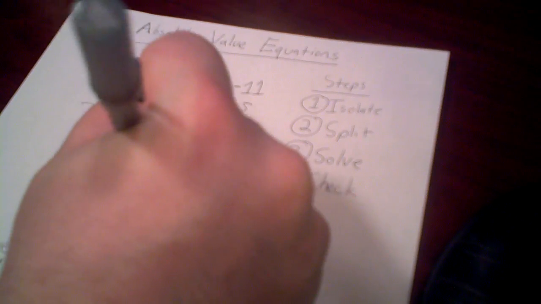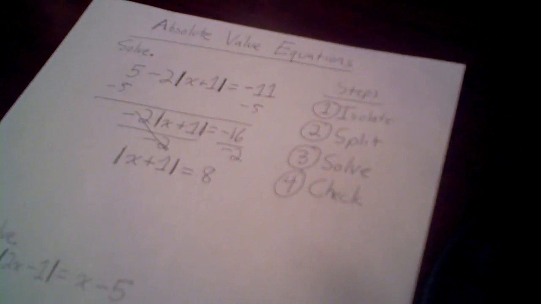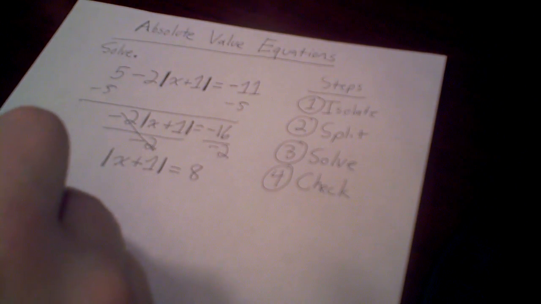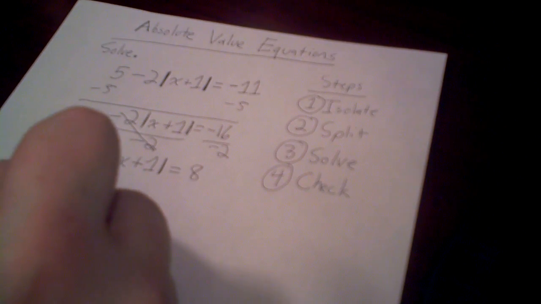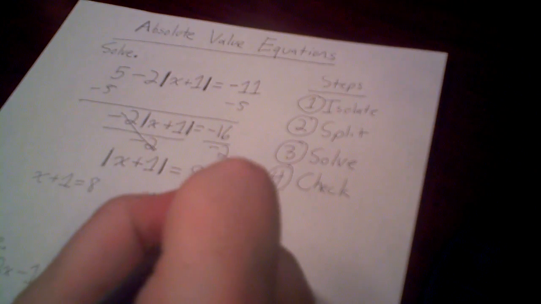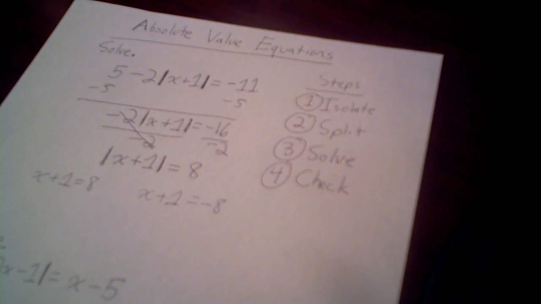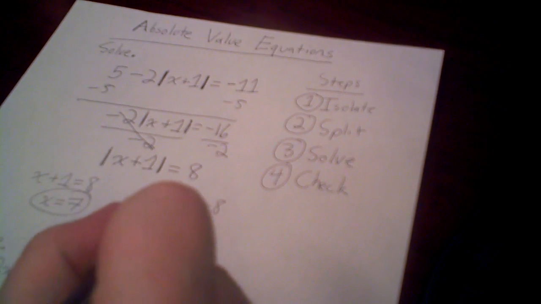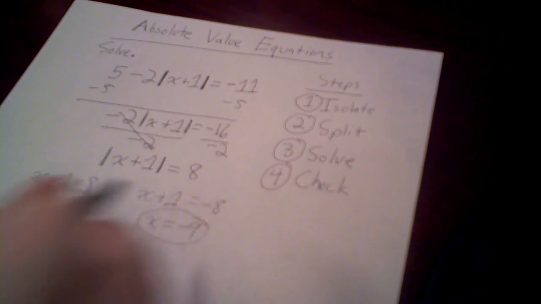And what I have here now is the absolute value isolated equal to a positive number. So this will have two solutions. So if you assume at the beginning that they had no solution, you would have gotten this problem wrong. Now comes the split. The first equation is exactly the same. For the second equation, I will negate the other side. Then solve each problem. Subtract 1 from both sides, I get x equals 7. Subtract 1 from both sides, I get x equals negative 9.